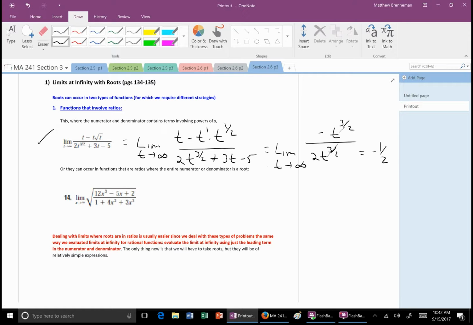Questions? So can we always do this? It should only work where you're approaching infinity, because what we're doing is looking at the leading term. The idea is that I can ignore all the rest of them as t goes to infinity, right? So x goes to infinity.